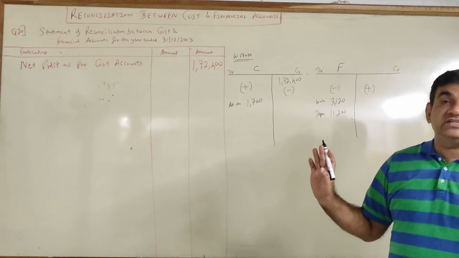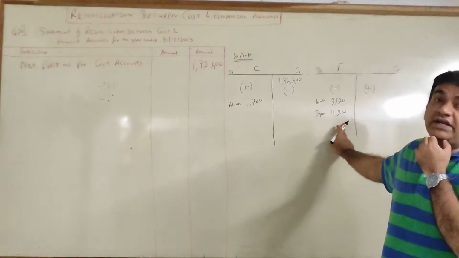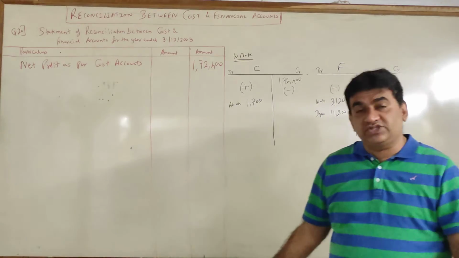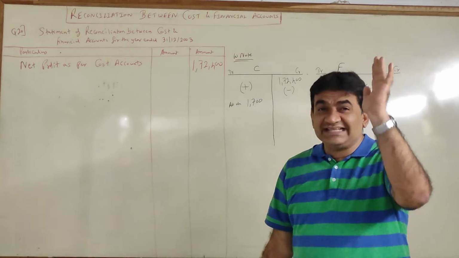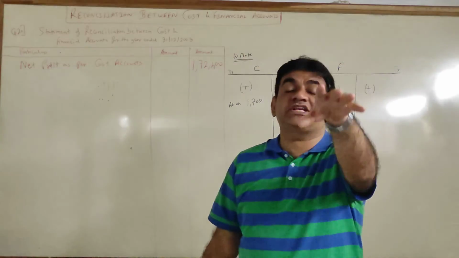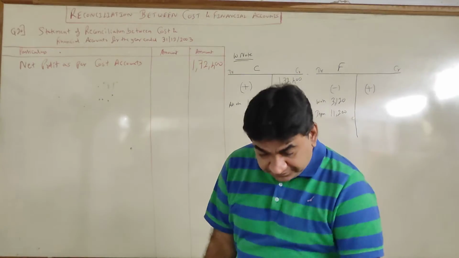So they have mentioned it is charged in finance. So we put it in finance debit because it is an expense. You have to record it at the same place where it is recorded as per their actual accounts.